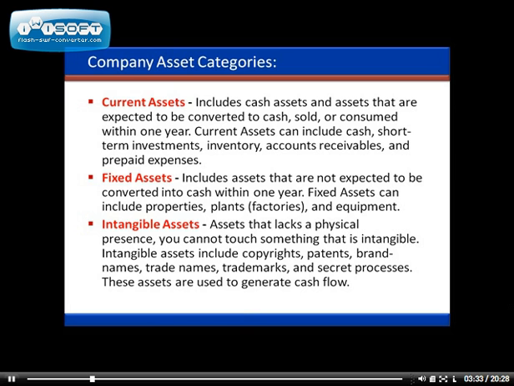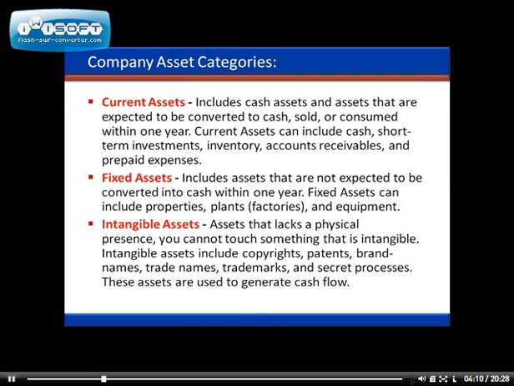Fixed assets, on the other hand, are assets that cannot be converted into cash within 1 year. Fixed assets would be like land, raw land, properties. Maybe you own an apartment building or office building. It can be plants, or it can be heavy equipment, like maybe you're a construction company and you own a crane or bulldozers. These types of assets would most likely take over a year to sell to get cash for them.